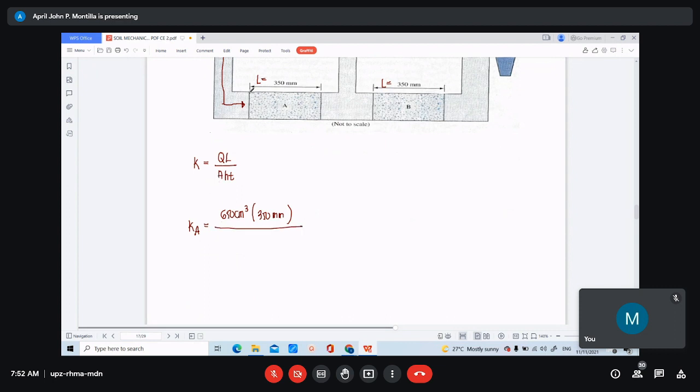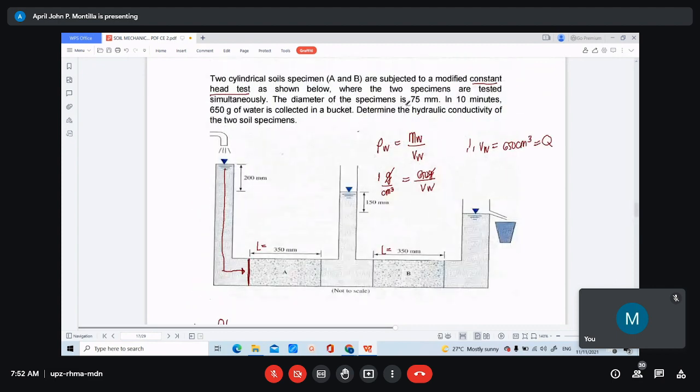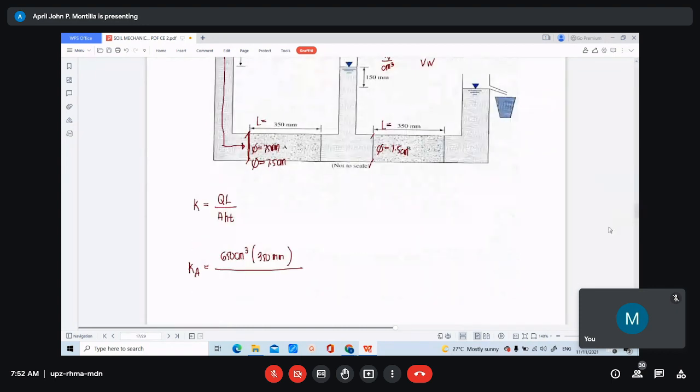Yung cross-sectional area, it should be perpendicular to this direction of flow. Ito yon, linya lang yung nakikita natin dyan. Ano bang binigay? We have the diameter of the soil. So ito, diameter yan. That is 75 millimeters. Gagawin lang natin siyang centimeter para maging consistent yung units. And the same yung diameter ni soil A and soil B according to this setup. So, substituting, pag may diameter tayo, therefore, circular yung cross-section.